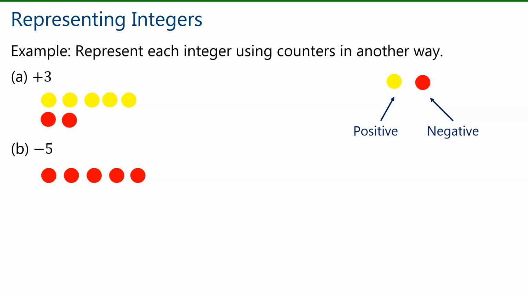Now let's look at -5. If I add on some yellow counters and then circle all the zero pairs, what I'm left with is essentially -1. So what do I need to add on to get -5? Let's add on 4 more red counters, and then we have -5.